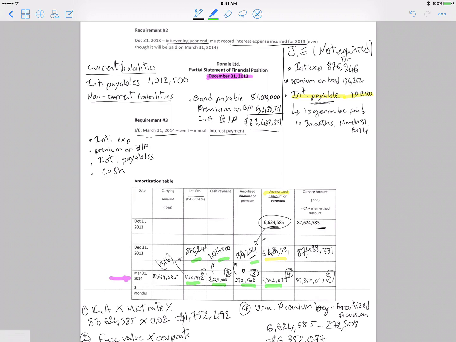For the interest, we're going to have the same numbers for interest expenses, the same part of the bond that's going to be amortized, and maybe for the unamortized discount, it's going to be another amount because it has to be reduced by the same amount. In this case, our interest expenses for 3 months are 876,246. Our premium on bond payables is 136,254. Our interest payables is 1,012,500, and our cash payment is gonna be the first cash payment we made. So it's gonna be 2,025,000.